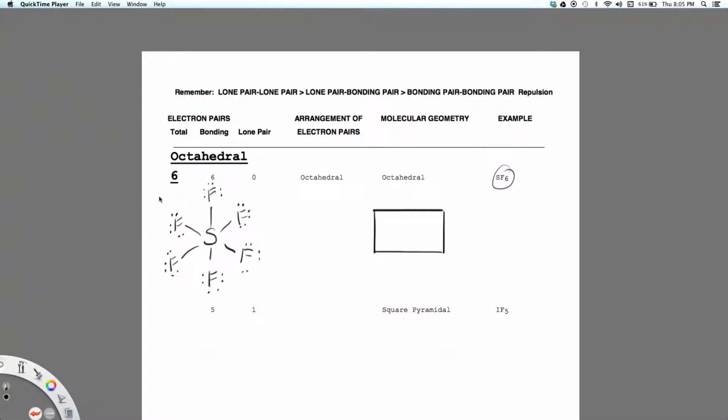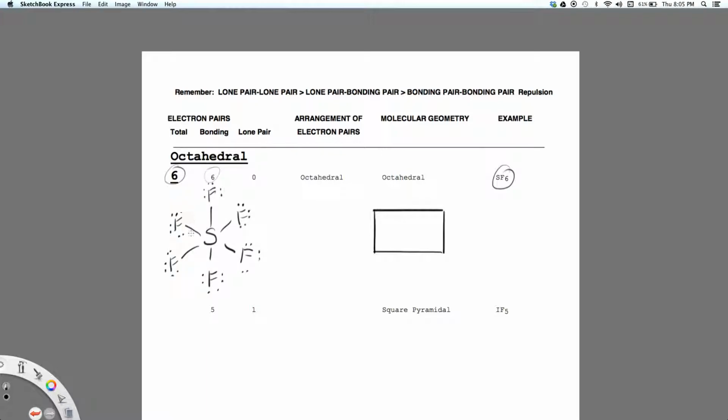So now we're going to look at 6 electron groups. And in this case, the first case, they're all going to be bonding. So all 6 are going to be bonding. And our example is sulfur hexafluoride. As you can see, I drew the fluorines around the sulfur, around the central atom.